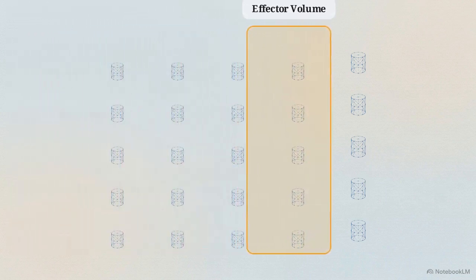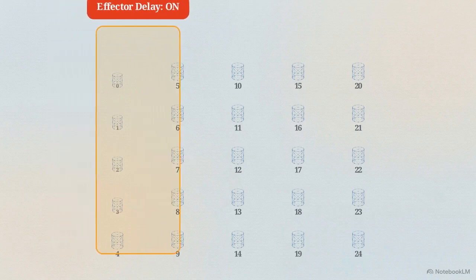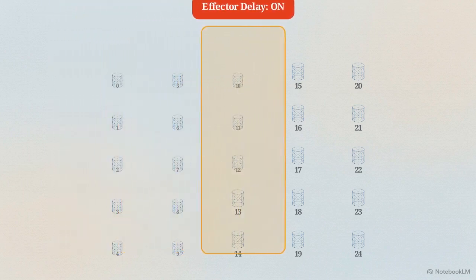When this volumetric boundary sweeps across the cloner array, anything within its influence undergoes dynamic adjustments in scale, rotation, or position. By utilizing the effector delay parameter, these transitions are staggered over time. This generates fluid, wave-like motions that ripple across the entire layout, based on the index position of each clone.